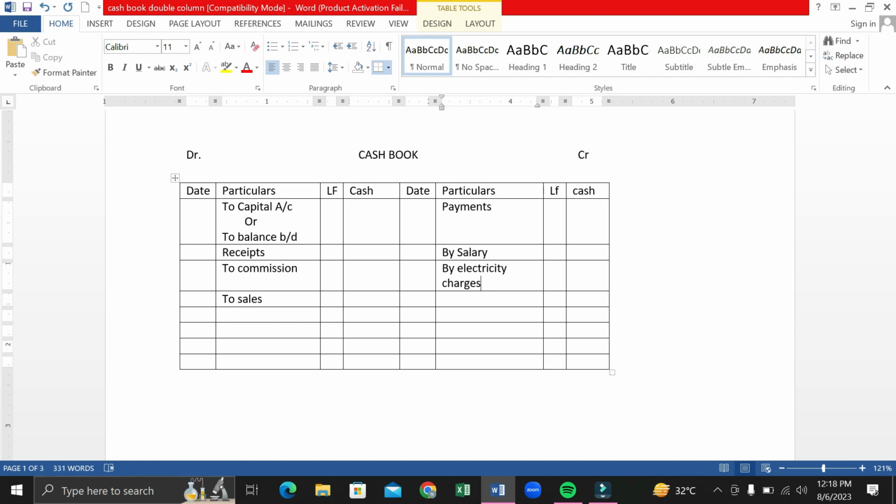If this concept is clear to you, remember you can easily prepare your cash book, or a single column cash book, or we could say a simple cash book. Now we are just going to move to another part of the cash book, that is known as the double column cash book, which is really very important.